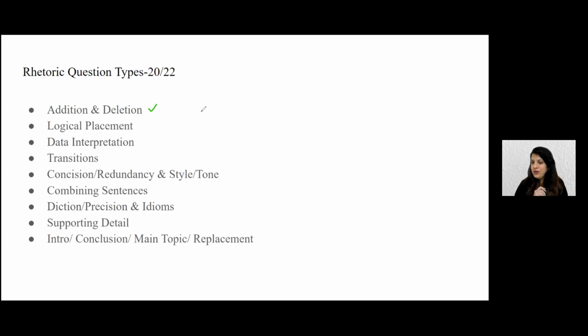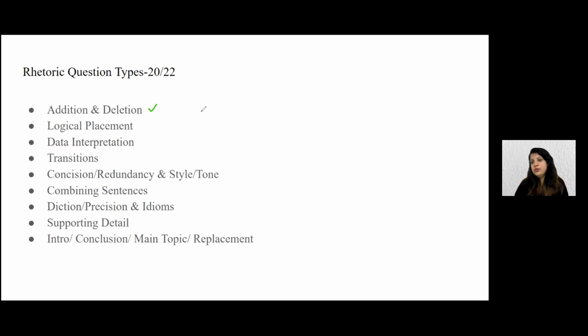Logical placement questions would be that we ask you, there is a sentence, and where this sentence should be placed so that it is coherent with the flow of information in the passage. So we are checking you for your ability again to relate sentences, relate ideas, and then place sentences effectively in that passage or paragraph.